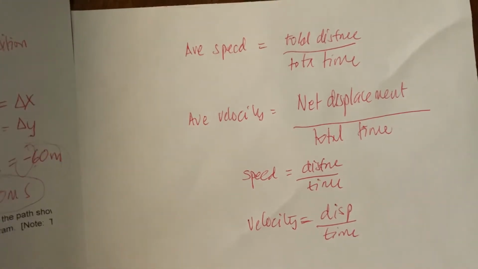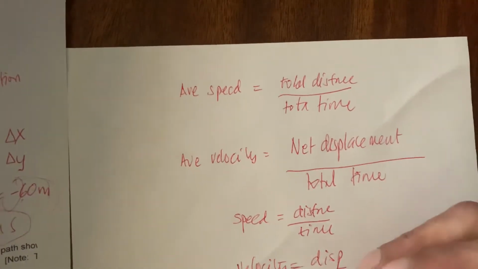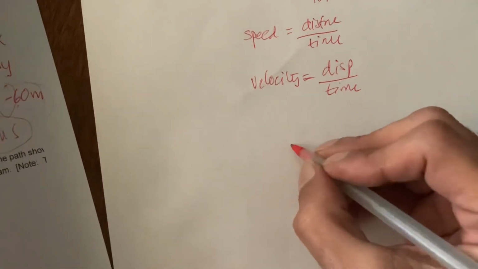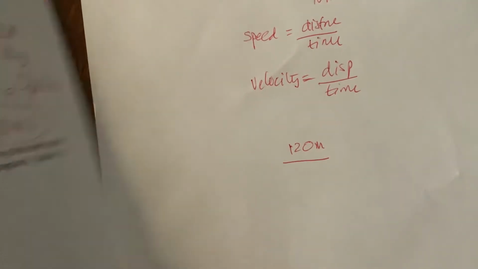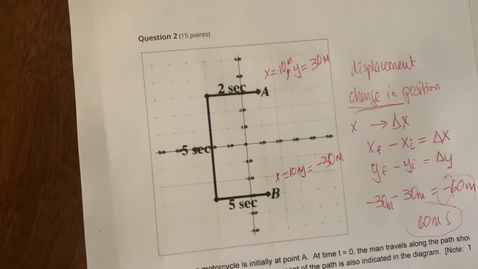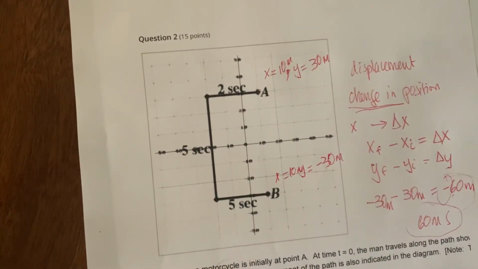So our question says, what is the man's average speed? For speed, I need total distance over total time. Well, we found the total distance. The total distance was 120 meters. Well, let's just look at the total time. Well, that's 2 seconds and 5, 7, and 5, 12. So it took him 12 seconds.